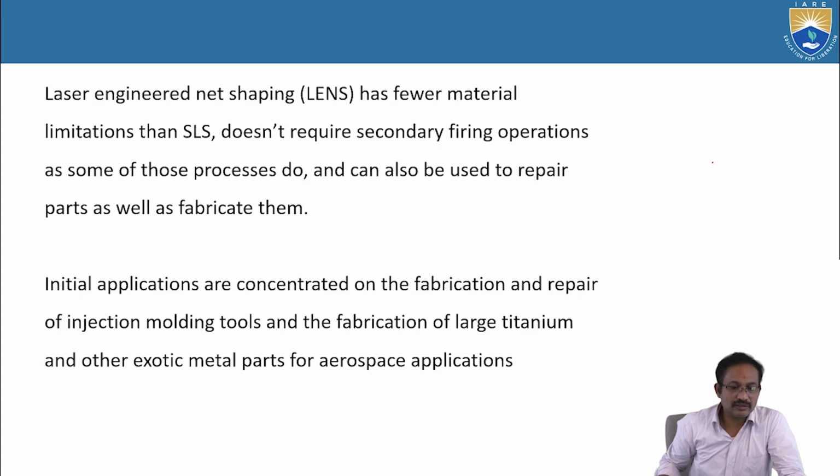So with this, laser engineered net shaping has fewer material limitations than SLS. Okay, it doesn't require secondary firing operations as some of the processes do, and can also be used to repair parts as well as fabricate them. Initial applications are concentrated on the fabrication and repair of injection molding tools and the fabrication of large titanium and other exotic metal parts for aerospace applications.